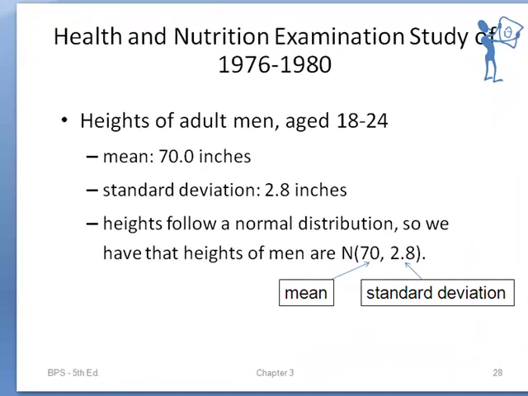This is from the Health and Nutrition Examination Study from 1976 to 1980. They have the heights of adult men aged 18 to 24. The mean is 70 inches, standard deviation is 2.8. Now they say that the heights follow a normal distribution. In other words, we can model these heights using the normal distribution. And this normal distribution has a mean of 70 and a standard deviation of 2.8.